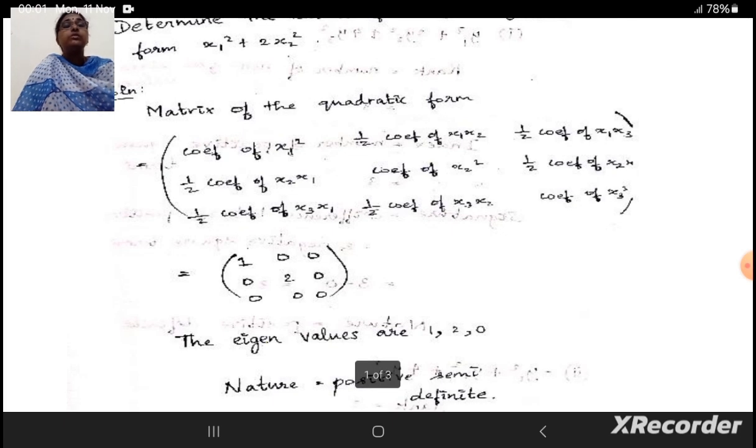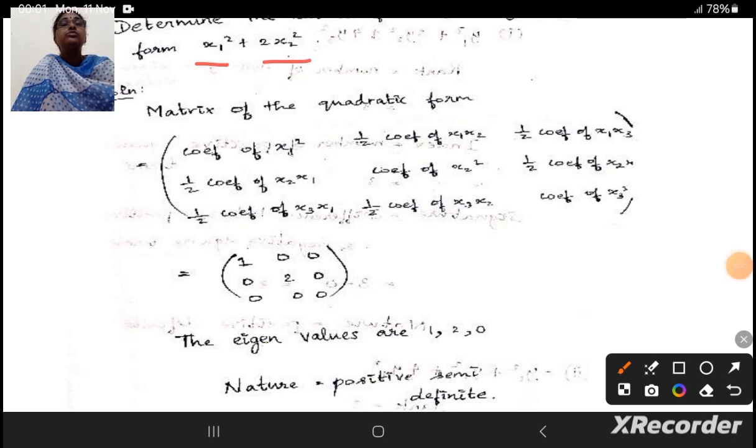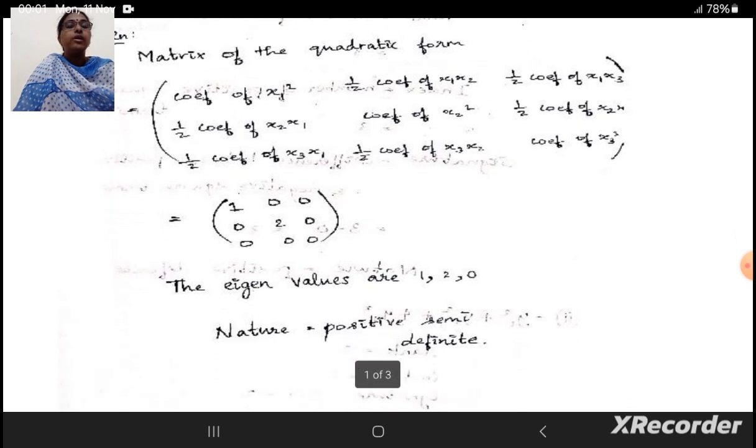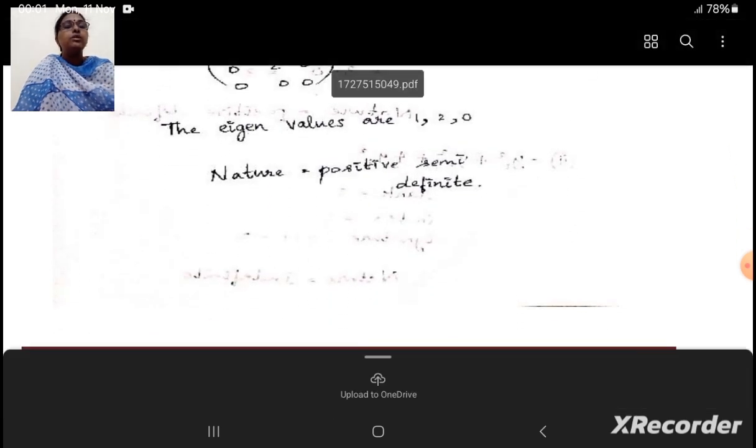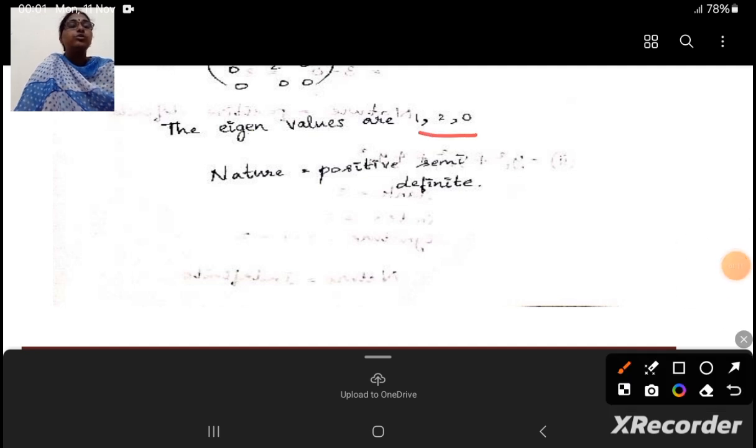From this model, the given equation is x1 square plus 2x2 square, that is x1 square and x2 square, with these two coefficients 1 and 2. We discussed this sum already. Here we got the eigenvalues 1, 2 and 0. These 3 values only we got. Checking from these 3 values we can write the nature of this matrix. All the values are positive and one of the values is 0. So we can call this positive semi-definite.